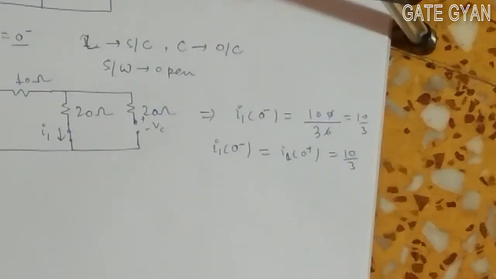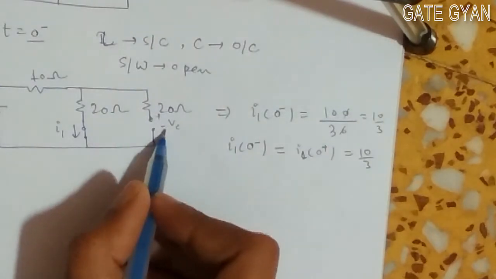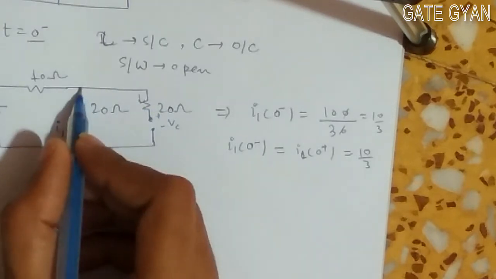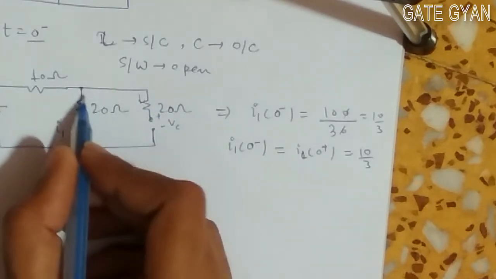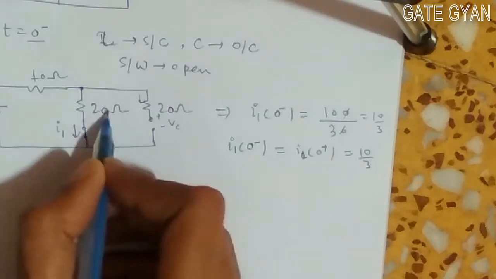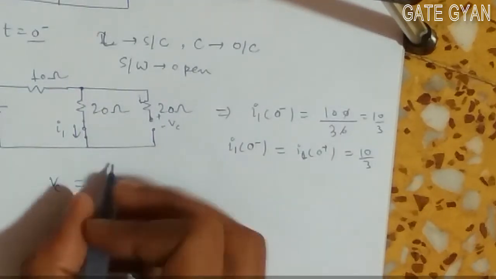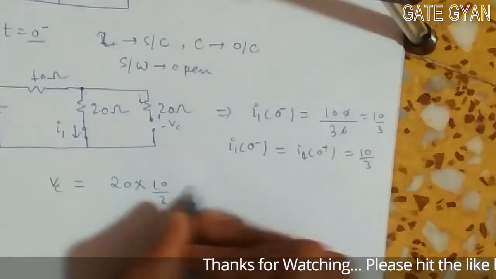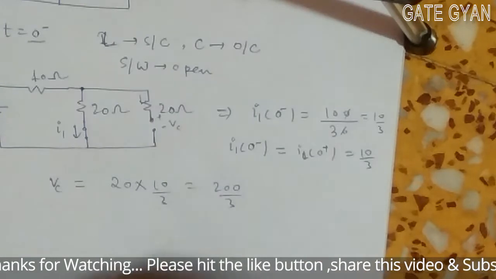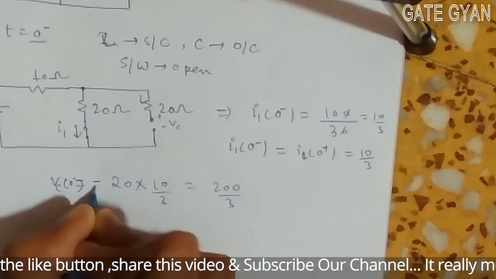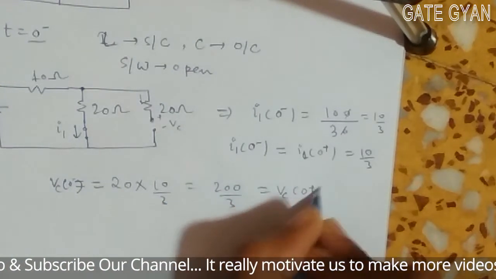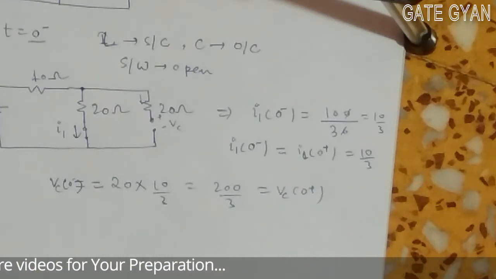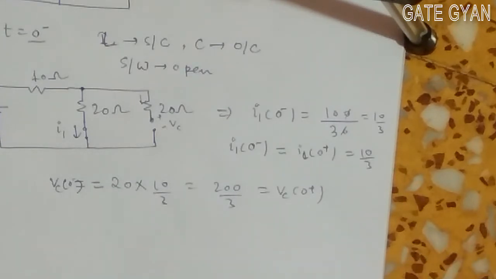Now I will find my Vc. So this is open, so I2 of 0 minus will be 0, and here my Vc will be voltage across this 20 ohm resistance. So my Vc will be 20 into current across this, that will be 10 by 3. So it will be 200 by 3. Vc of 0 minus, so I can equate it to Vc of 0 plus. At t is equal to 0 minus and t is equal to 0 plus, capacitor voltage is same.